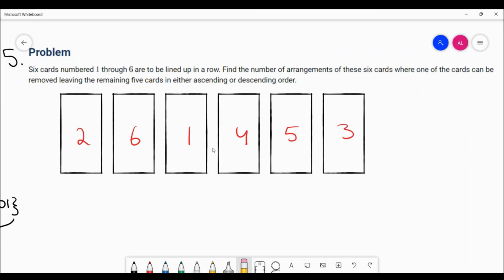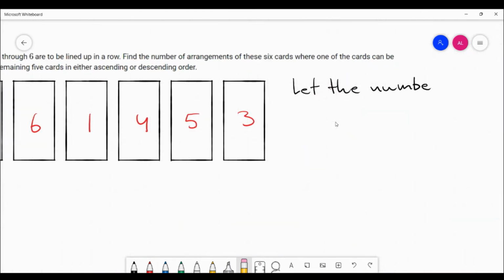And then find the number of arrangements of these 6 cards where one of the cards can be removed, and then the resulting 5 cards will either be in ascending or descending order. So for instance, if this arrangement satisfies the criteria of the problem, we can remove either a 2, a 1, a 3, a 4, 5, or 6, and then the resulting numbers will be either increasing or decreasing. Now, this arrangement is not one of the desired arrangements asked for in the problem, but we can start working on some casework, probably. That's probably the quickest way to solve this.